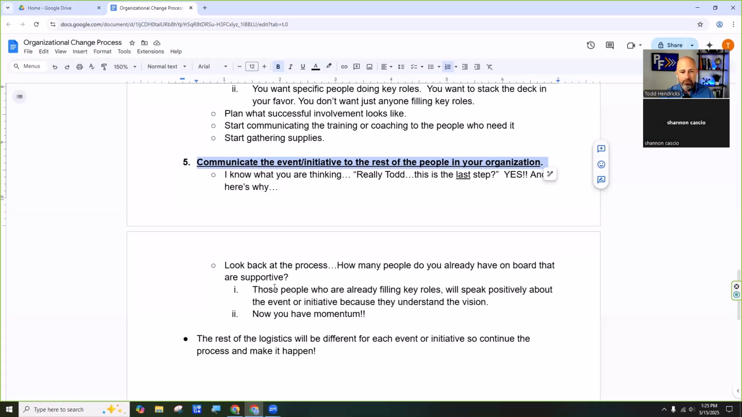You already have people filling key roles, and there are already people who are going to speak positively about this event because they understand the vision. They understand the goals because you laid that out for them.